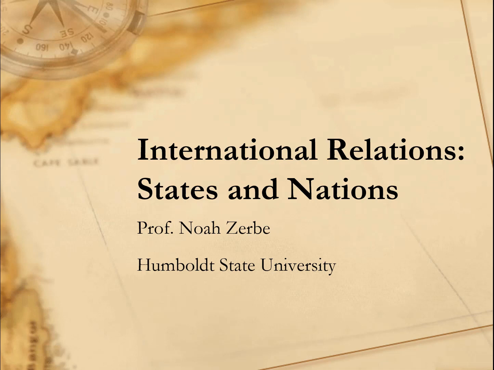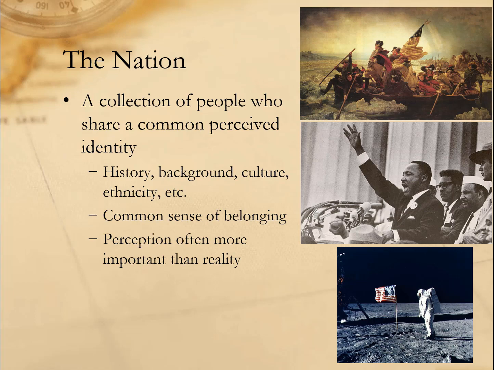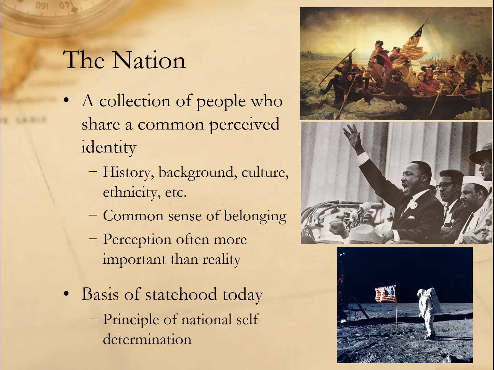Before we get started, remember that the state is that institution that possesses a permanent population, a defined territory, a government, and has the capacity to enter into relations with other states. So what's a nation? If states are comprised of a group of people, a population, that population might be said to be a nation. More concretely, a nation can be thought of as a group of people who share a common perceived identity. This common identity might be rooted in history, language, religion, culture, ethnicity, or a host of other factors, though none of these are necessarily determinant of nationhood. Nationhood is the basis for statehood.